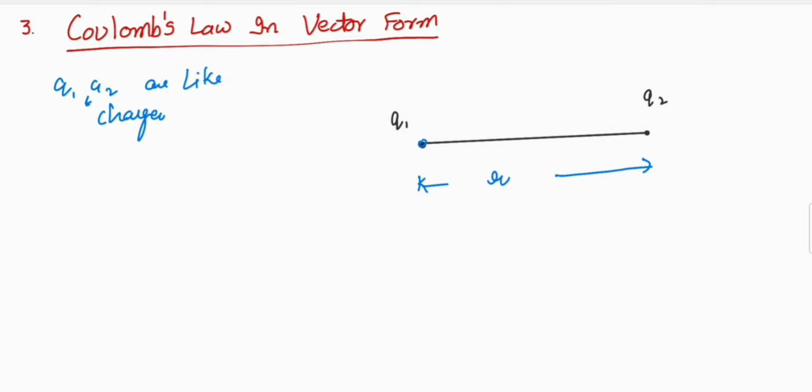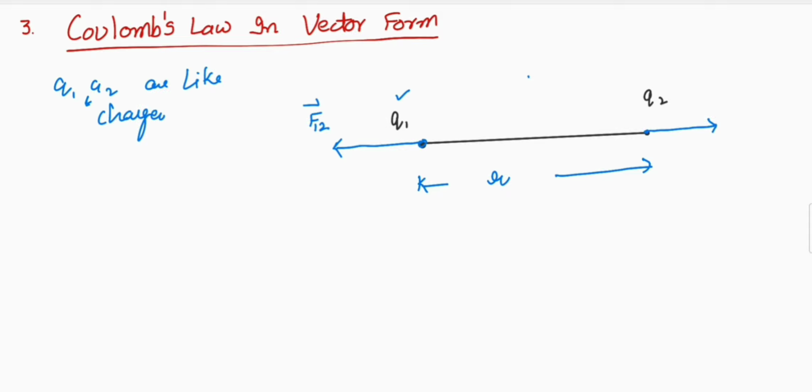So it means this charge Q2 will apply a force on charge Q1. As they are like charges, they will repel each other. So this force will be toward the left hand side and this force will be represented by F12. Similarly, the charge Q1 will apply a force on charge Q2 and that force will be toward the right hand side as they will repel each other.